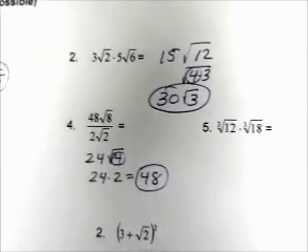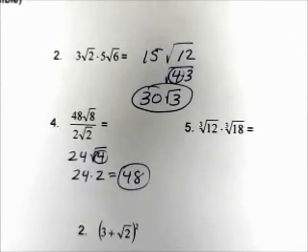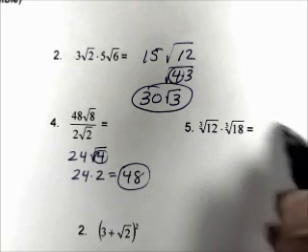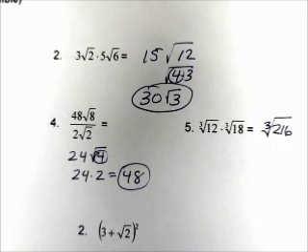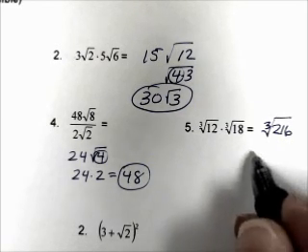Number 5, we got some cube roots. Cube root of 12 times the cube root of 18. Oh, let's take out the calculator. 12 times 18. It's 216. So this would be the cube root of 216. And what is the cube root of 216? 6.